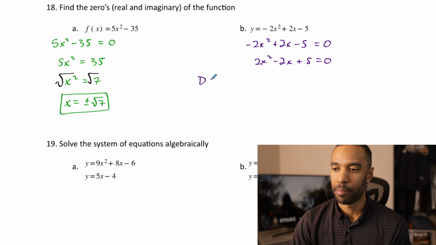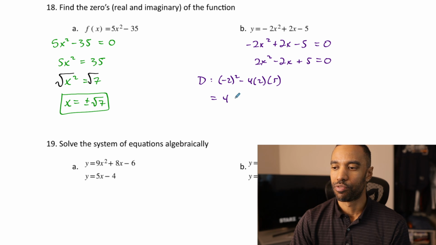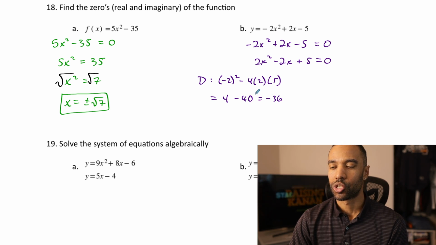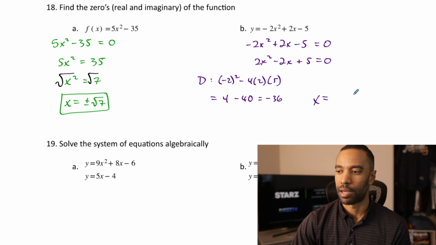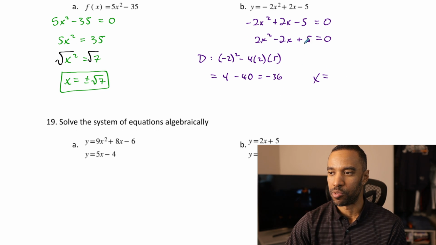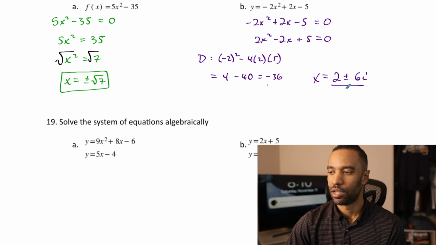So my discriminant will be b squared minus 4ac, which is 4 minus 40, or negative 36. The square root of negative 36 is 6i. So when it comes to the formula, x equals negative b, the opposite of negative 2. Remember, I'm using this equation: negative b plus or minus the square root of b squared minus 4ac all over 2a.